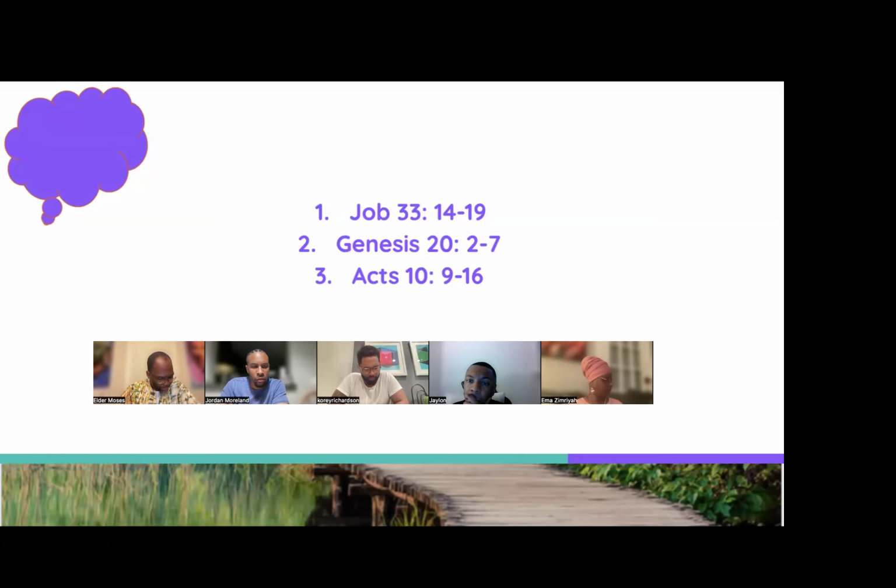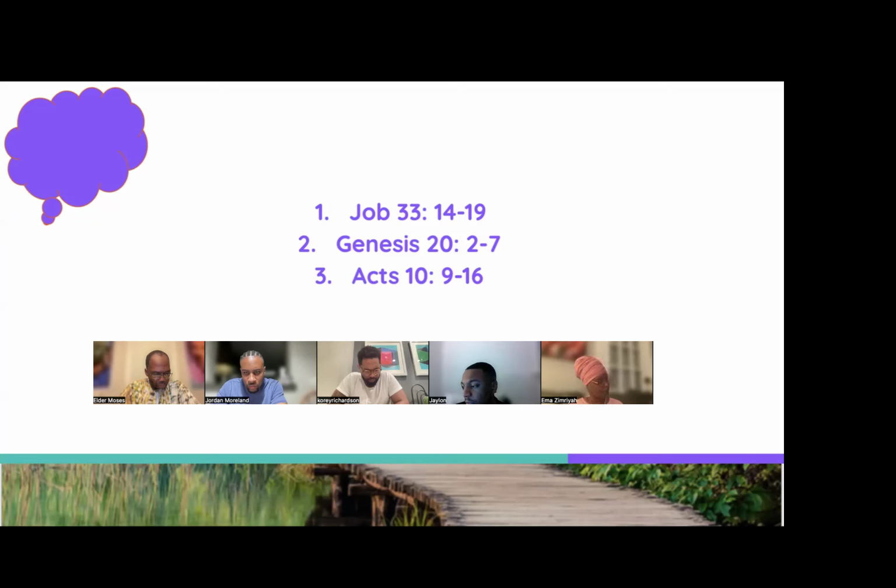Verse 18. He keeps back his being from the pit and his life from passing away by the sword. And he is reproved with pain on his bed and with unceasing distress in his bones. Keep going. Okay. So that his life loathes bread and his being desirable food. His flesh wastes away, and his bones which are not seen stick out. And his being draws near the pit, and his life to the destroyers.